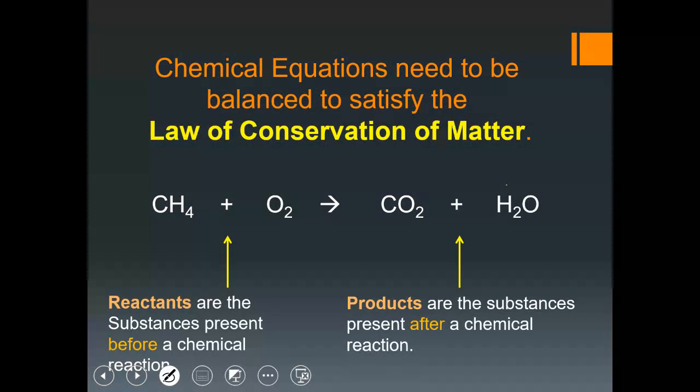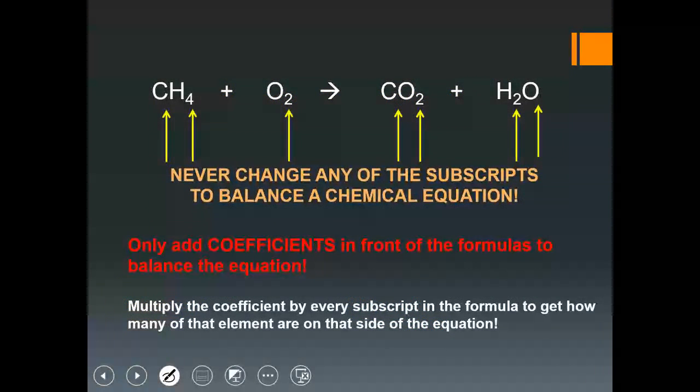A little bit of vocab. The reactants are the substances that are present before the reaction. In this one, it would be the methane, CH4, and the oxygen gas, the O2. The products are the substances that are present after a chemical reaction. In this particular case, it would be carbon dioxide and water. So we need to balance this and get the same number of carbons on both sides, hydrogens on both sides, and oxygens on both sides.